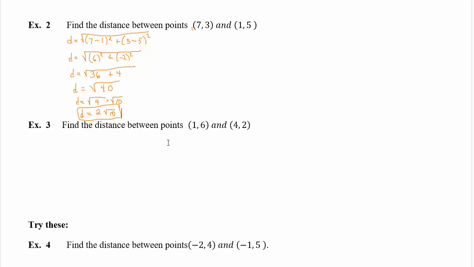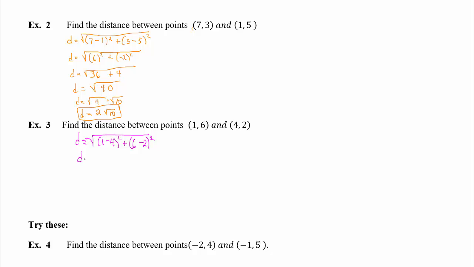Let's take a look at one more of these before I let you try some of these out. Okay? So, d equals, we have the distance between 1 comma 6 and 4 comma 2. So we do d equals the square root of our first x, which is 1, minus 4 squared, plus our first y, which is 6, minus 2 squared.